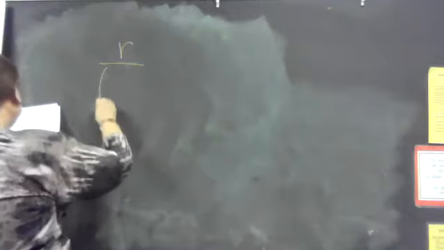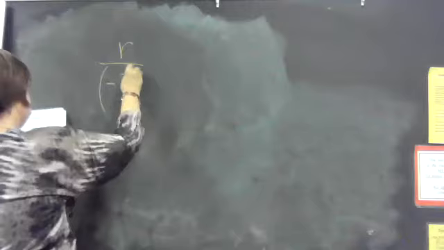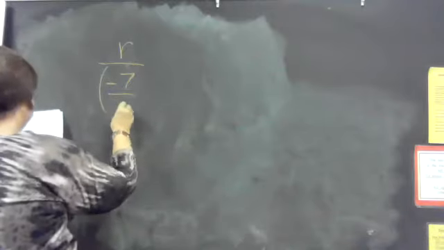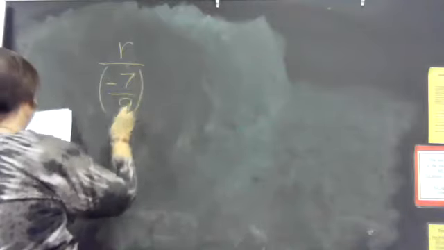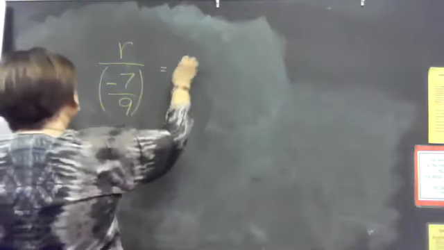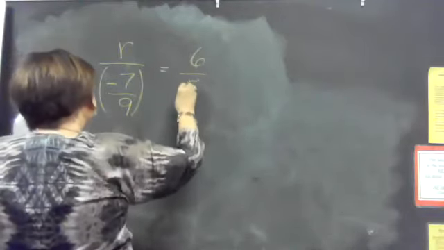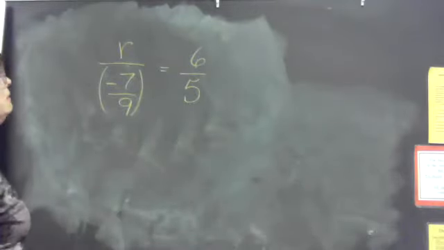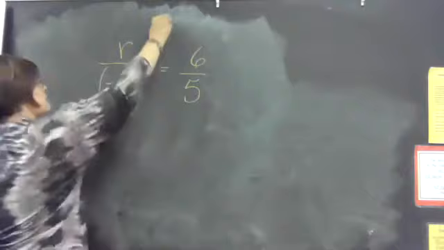Okay, number 5. Looks scary. Don't worry about it. R over, and the only reason there are parentheses here is just for clarification. You don't have to have parentheses here. It's just easier to look at. Equals 6/5. How interesting. Another 6/5. Just coincidence. All right, our first 2 steps.